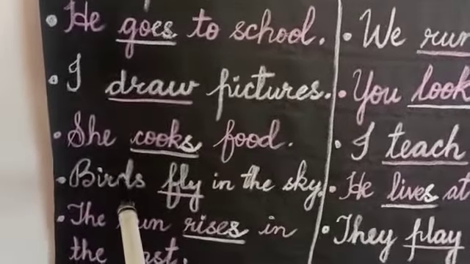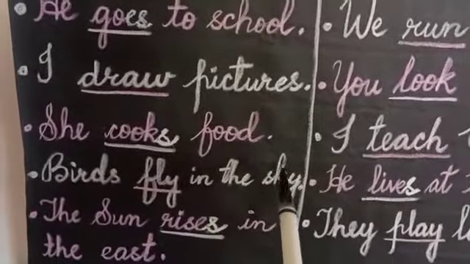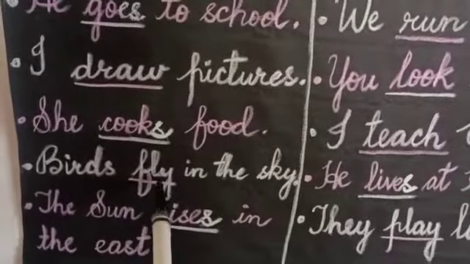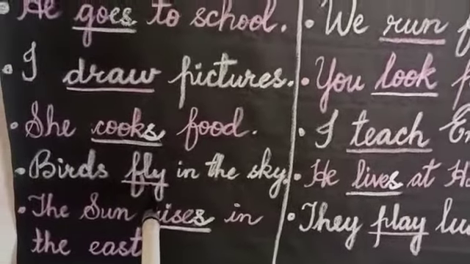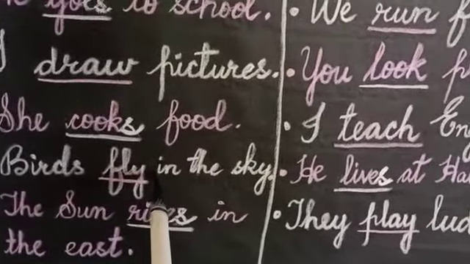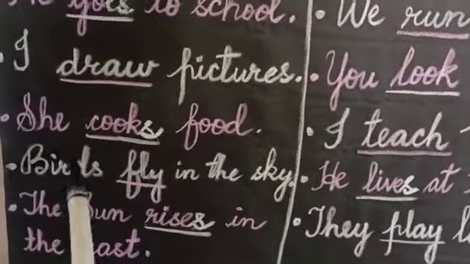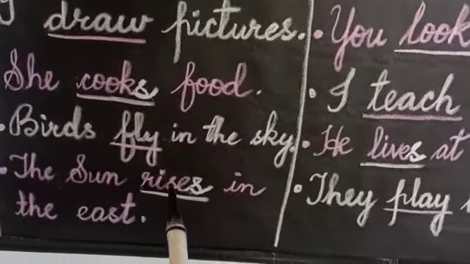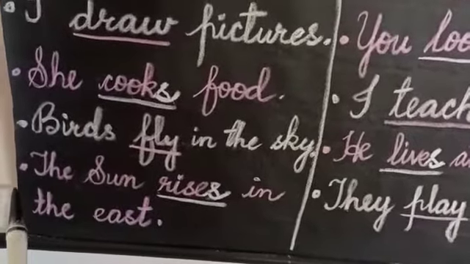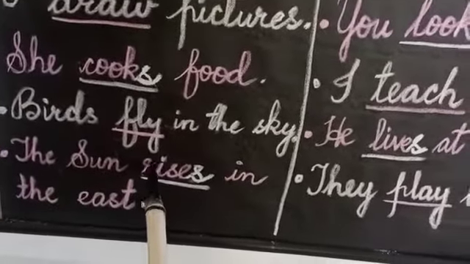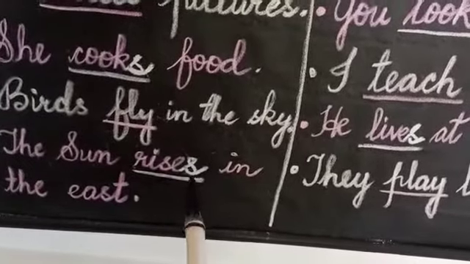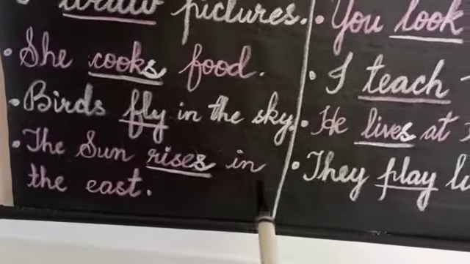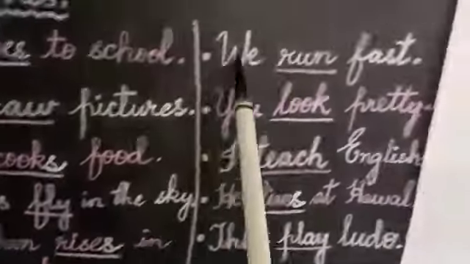Next example, birds fly in the sky. You see birds, it stands for so many birds. It is a plural subject. So here we have used the verb fly, first form of the verb, but we have not added any s, es or ies. So the sentence becomes birds fly in the sky. Next example, the sun rises in the east. The sun is a singular subject. Now the verb is rise, but we have added s to it. It becomes rises, a singular verb, in the east. So the full sentence becomes the sun rises in the east.